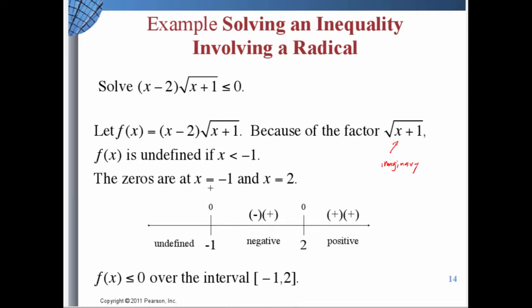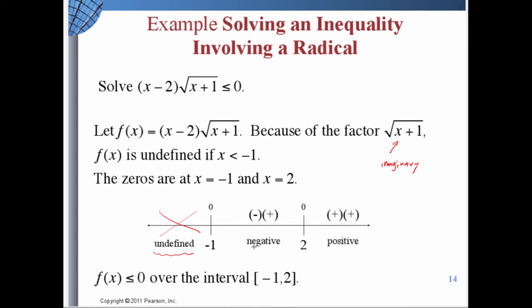So the zeros are at negative 1 for the radical part and 2 for the linear factor part. So we break our number line up into three separate intervals: negative infinity to negative 1, negative 1 to 2, and 2 to infinity. All right. Now over here we get a slightly different scenario. Everything less than negative 1, we're going to call that undefined. So the function's not defined there, so it's not positive or negative. So we'll just kind of ignore this part.